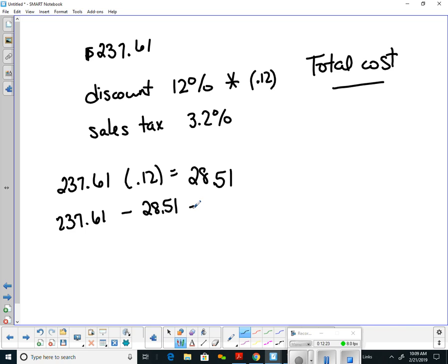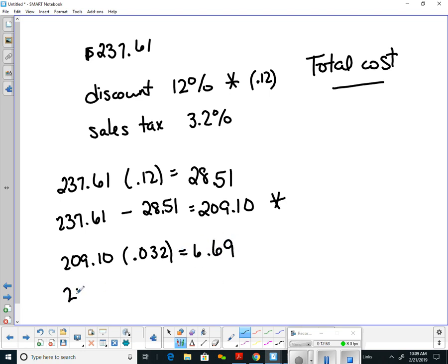So I get $209.10. Now this is the price you're going to pay tax on. So now you're going to use that price to find your tax. So you're going to times that by 0.032 and you get $6.69. So again, when you add your tax, you're going to use that new price.